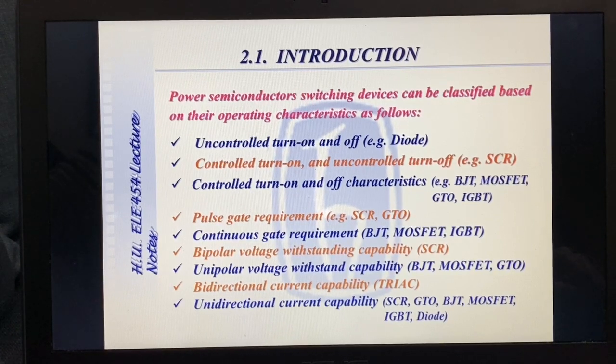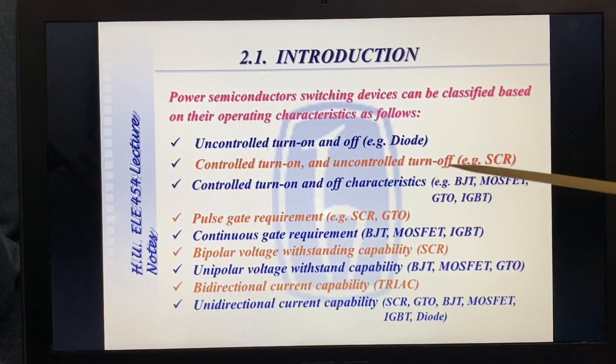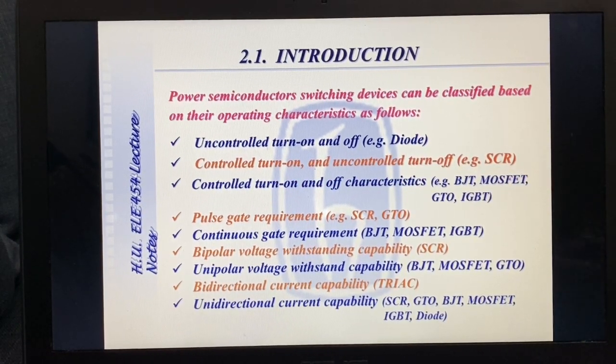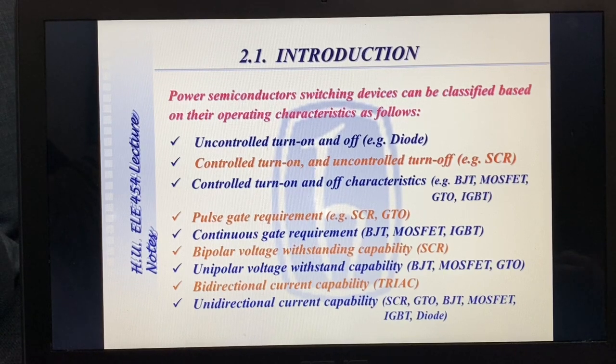You can classify these switching devices based on their operating characteristics as follows. For the diode, it is an uncontrolled turn-on and turn-off device. As you all know, if the diode is forward biased, with the bias exceeding the threshold voltage, the diode turns on without any control signal being applied. Controlled turn-on but uncontrolled turn-off device is the silicon-controlled rectifier, the general name given to thyristor. Thyristor is the general name, but silicon-controlled rectifier is the special device used.